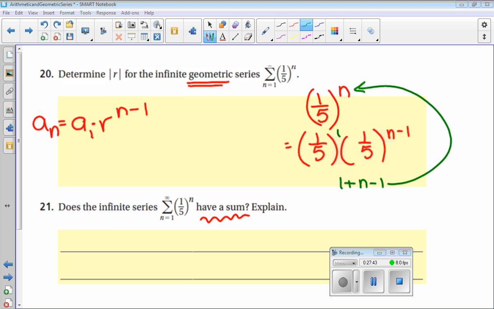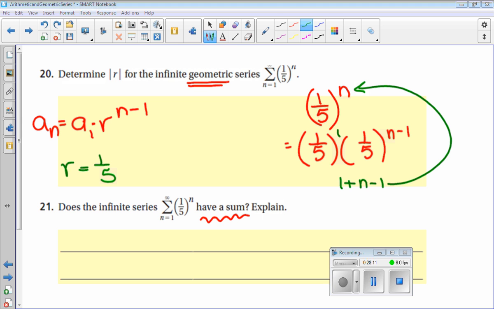So what is r? You just told me. What's r? 1/5. Is that bigger than 1? What is 1 divided by 5? What is 1/5? 0.2. So can it have a sum?